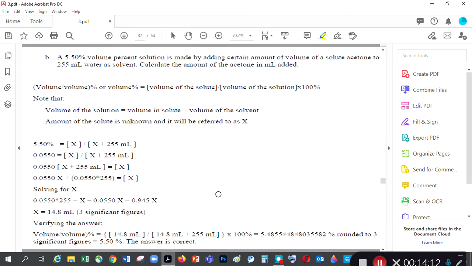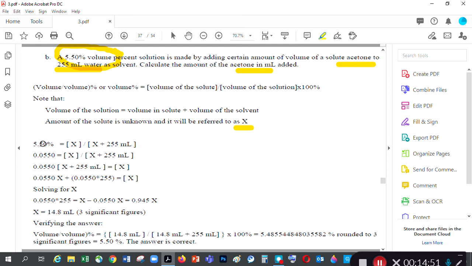The example here is: we have the volume percentage given to you, 5.50. Acetone is the solute, and H2O is the solvent. Calculate the amount of the acetone in milliliter added. Now, if you look at this, we don't know the solute amount, correct? The volume of the solute, we don't know. So we assume the solute is X.